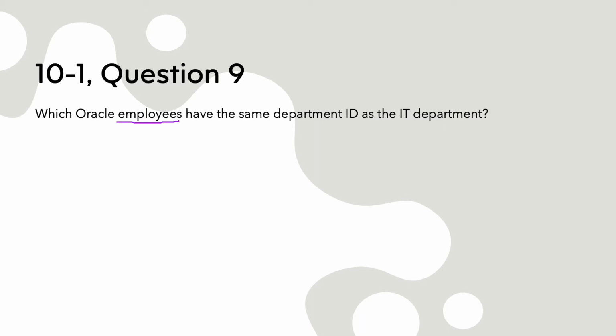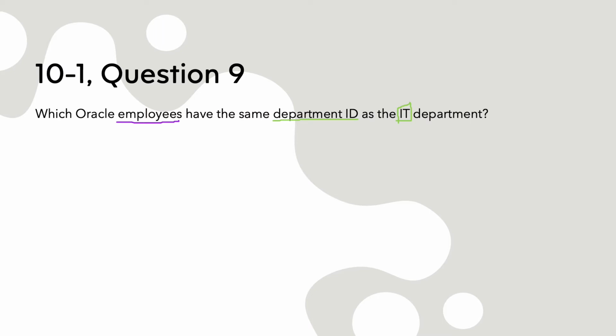So we know that in our subquery, we're going to be working with the department ID, and we're going to be working with the department name of IT. So we're going to need to use the department name column as well. So we'll start by writing our select statement.